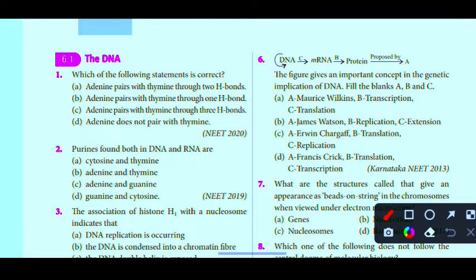So from DNA to mRNA, transcription takes place. So C is transcription. Only one option contains C as a transcription. So answer is D.